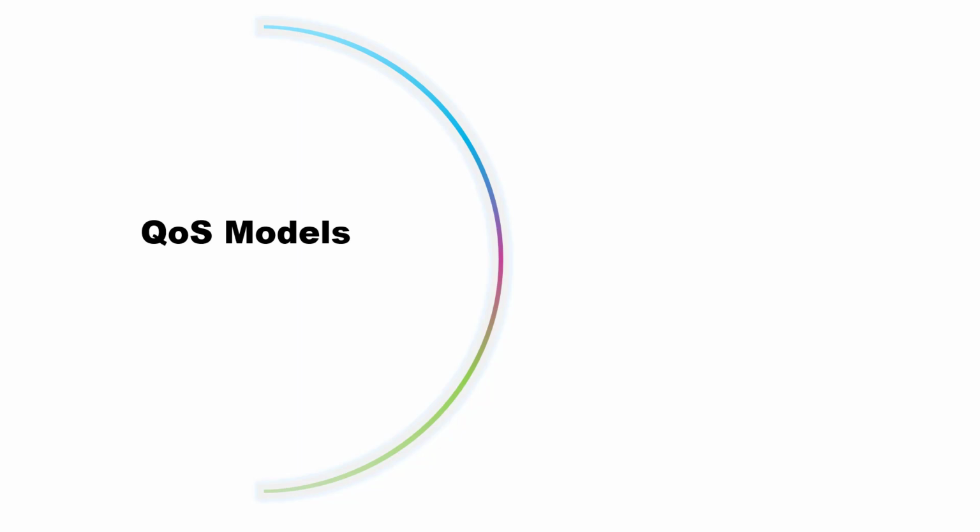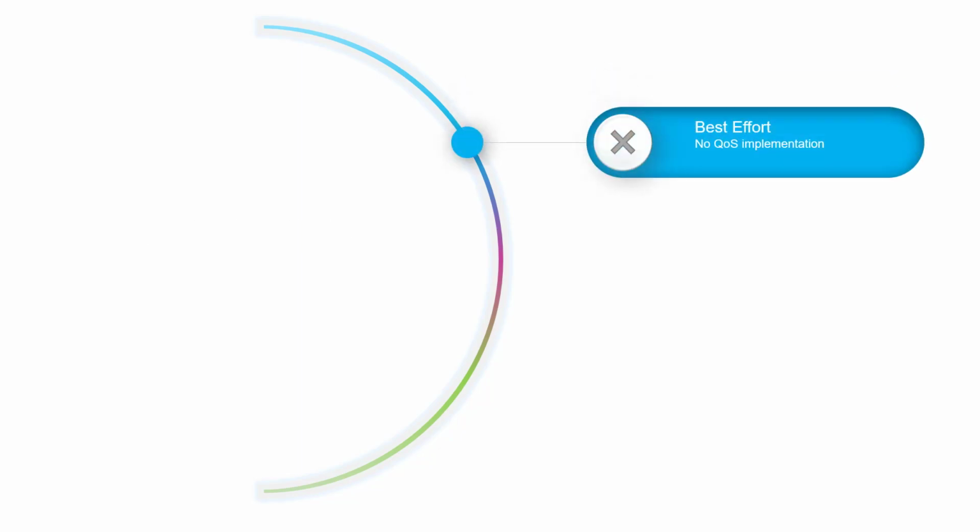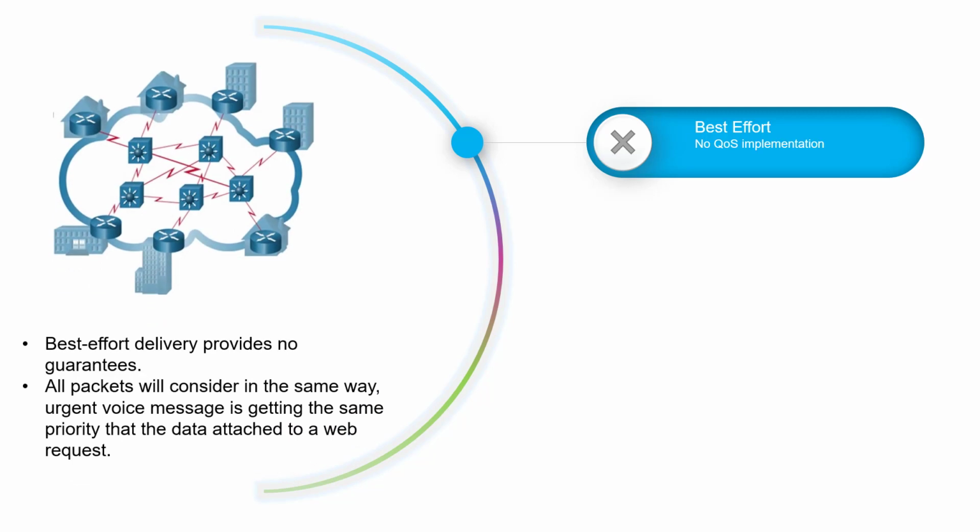provider level environment. Best effort QoS model is the model where you get no QoS implementation because it treats all network packets in the same way. Emergency voice messages are treated the same way as a digital photographic attachment in an email. So we have benefits as well as drawbacks in the best effort model.